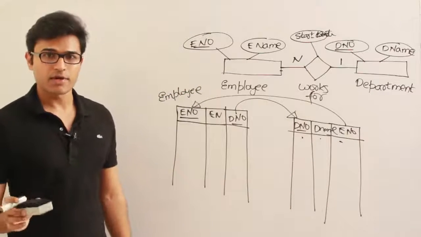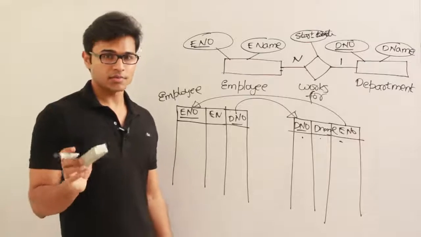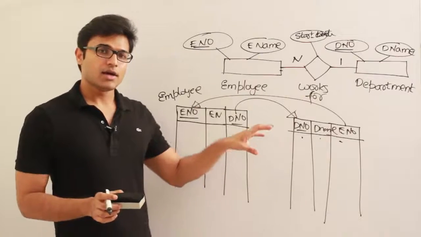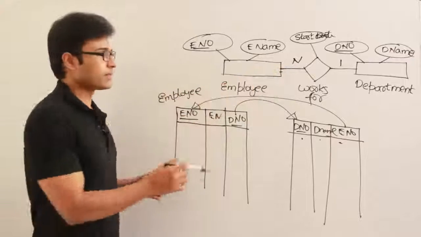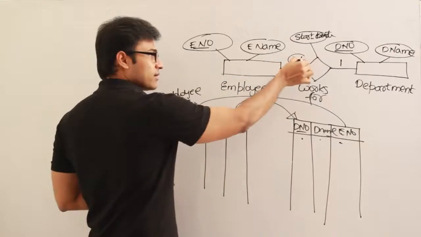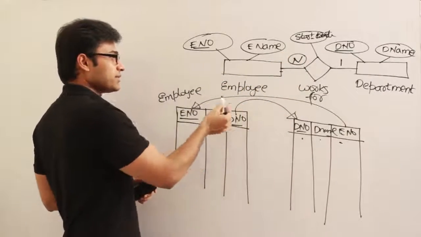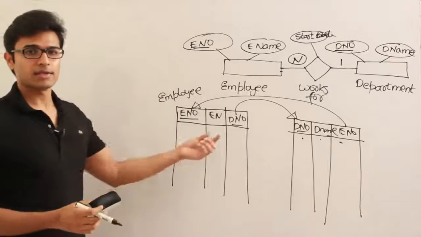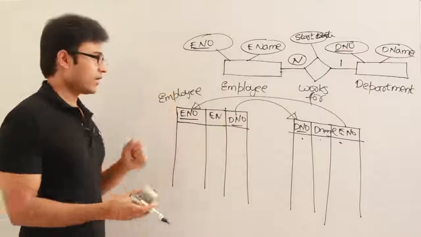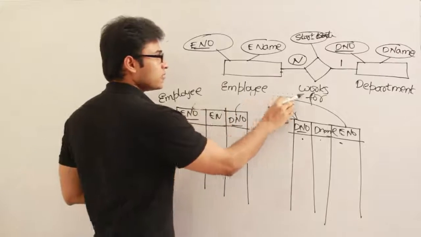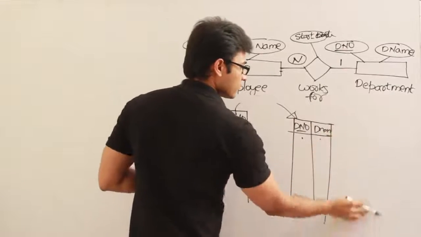So the logical way, or the only possible way, is to take the n side, which means the employee. Wherever there is n, take the n side, right? And then in that n side you should add the foreign key which is going to refer to the primary key of the other side. Got it? Therefore, it is not meaningful to include this one, right?